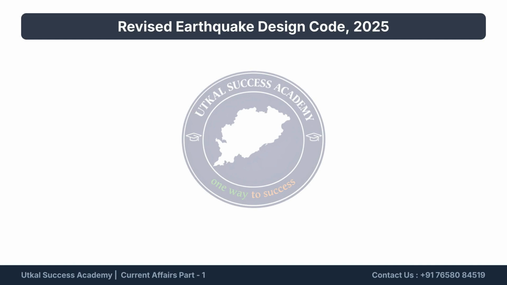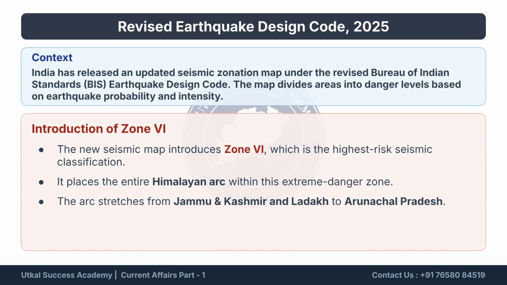The revised Earthquake Design Code, introduced by BIS, features an updated seismic zonation map. This map includes a new highest risk classification, Zone 6, which now encompasses the entire Himalayan arc, from Jammu and Kashmir to Arunachal Pradesh.